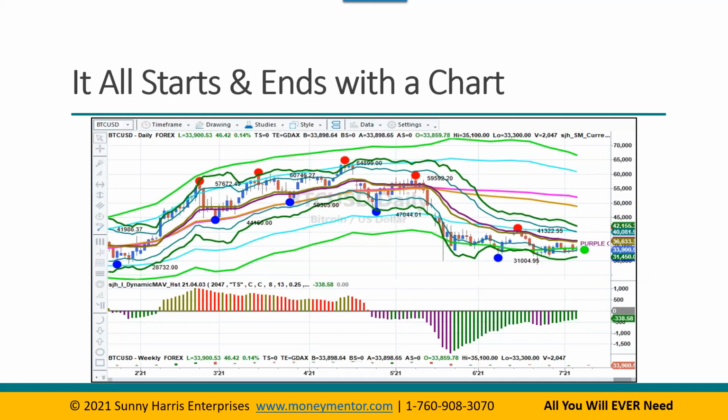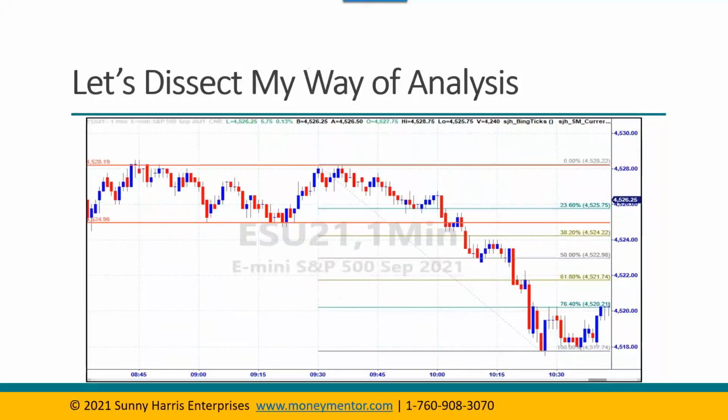And the red, green, purple, and gold lines on the bottom are my DMAH, Dynamic Moving Average Histogram. And that tells me everything I need to know about entries, and the Sunny Bands tell me everything I need to know about projections. So here's what I do. I'm going to dissect it for you.